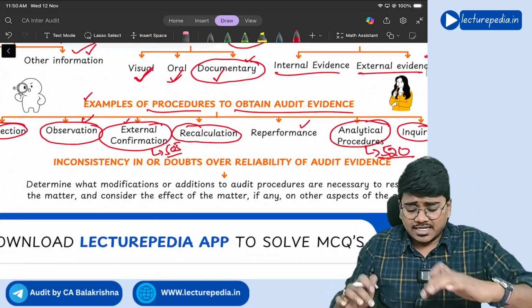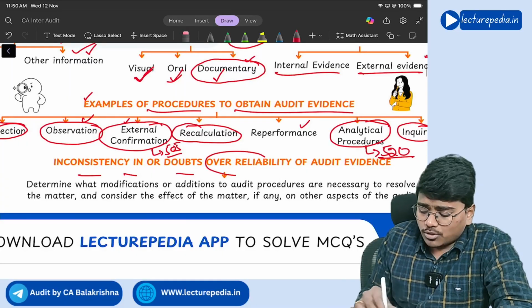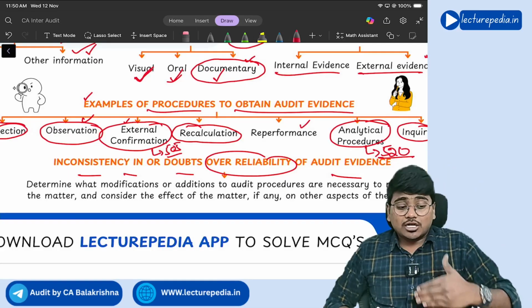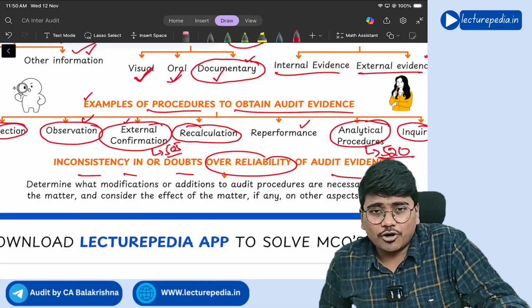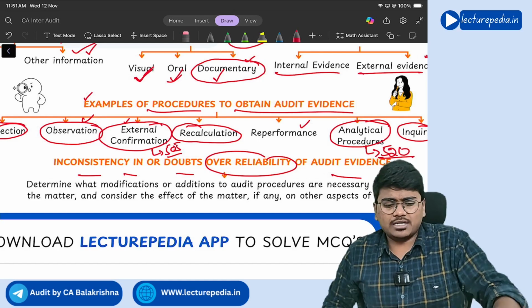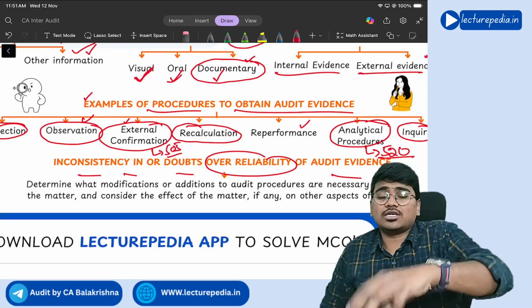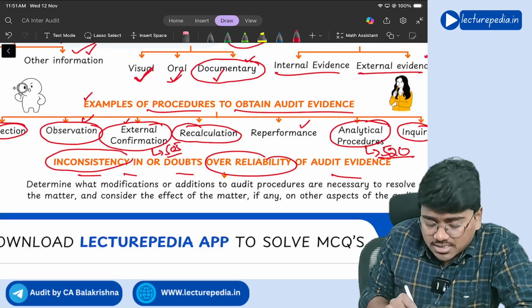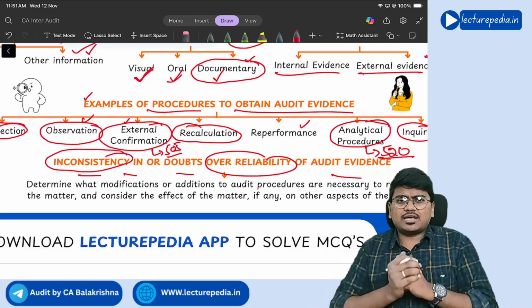Next, inconsistency in or doubts over reliability of audit evidence. So the auditor is having doubt over the reliability of audit evidence. So is the audit evidence that I have obtained correct or not? He is having a doubt. And next, there is an inconsistency. What is meant by inconsistency?